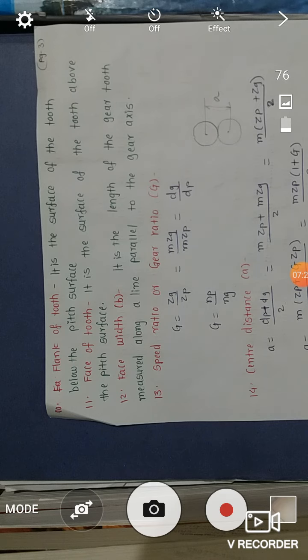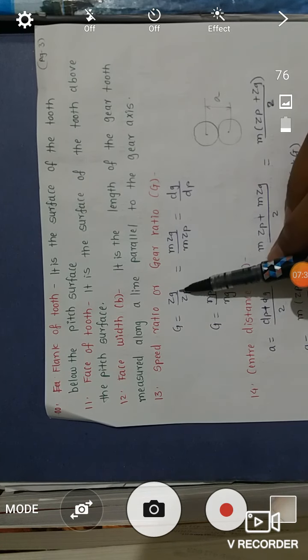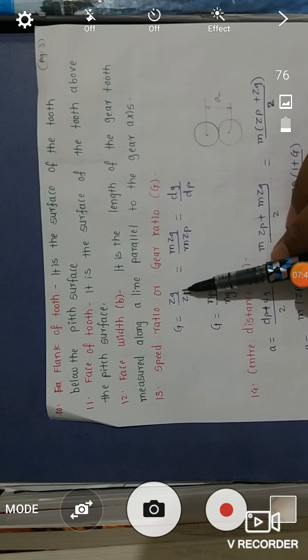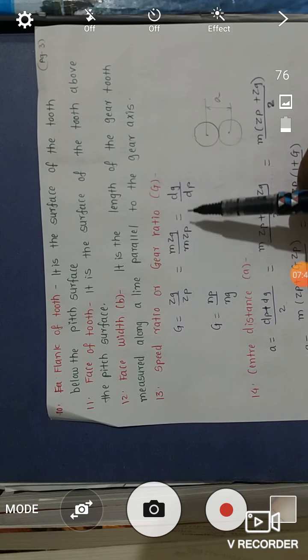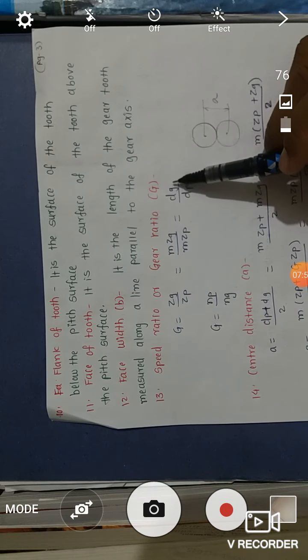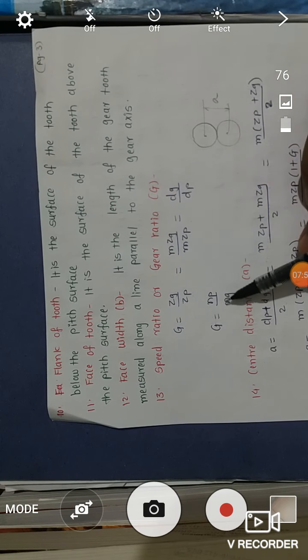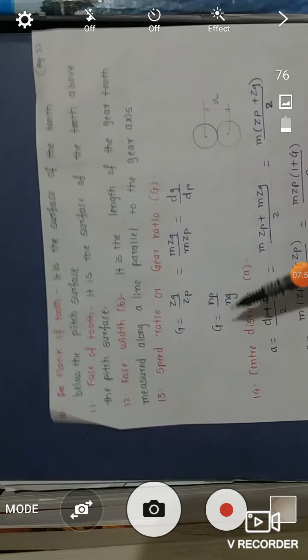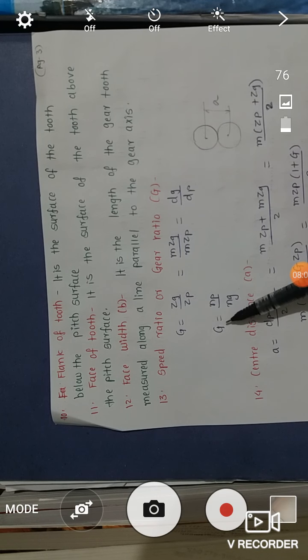Speed ratio or gear ratio, which is indicated with symbol capital G. G is equal to number of teeth on gear divided by number of teeth on pinion, that is ZG upon ZP. We want to convert this into diameter format, so we multiply and divide by m, so m into ZG upon m into ZP. But we know that diameter is equal to module into number of teeth, so m into ZG is DG, m into ZP is DP, so G is equal to NP upon NG. If we have the speeds of pinion and gear, then we can easily calculate by using this relation, that is gear ratio is equal to NP upon NG.